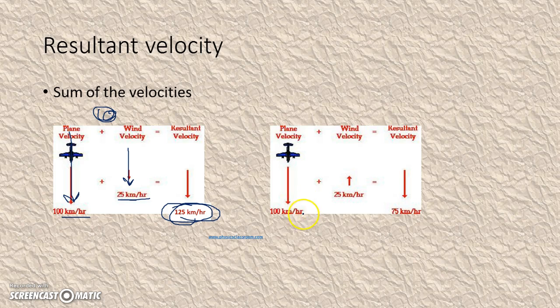Well, in this one, we have the same plane going in this direction at 100 kilometers per hour. But guess what? The wind is blowing against it at 25 kilometers per hour. You know what this feels like because you're outside walking and all of a sudden that gust of wind comes and you feel like you're not going anywhere. You're just walking in place. At least that's what it feels like. It's because the wind is working against you, so it subtracts from your velocity and your resultant will be less. It's 75 kilometers per hour, which is less than what you originally started out at.